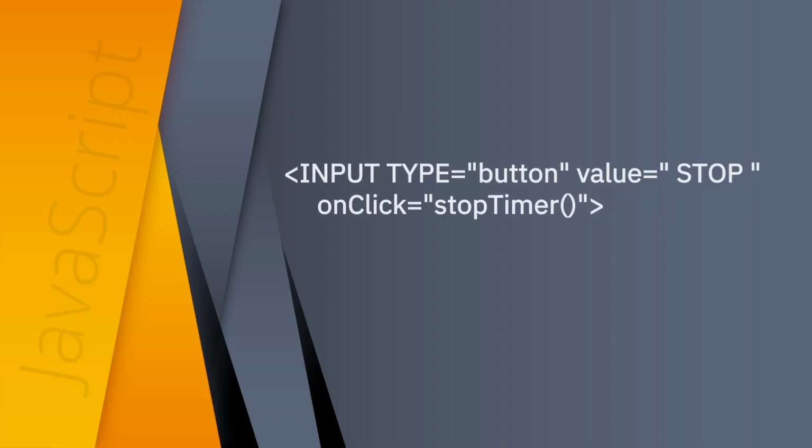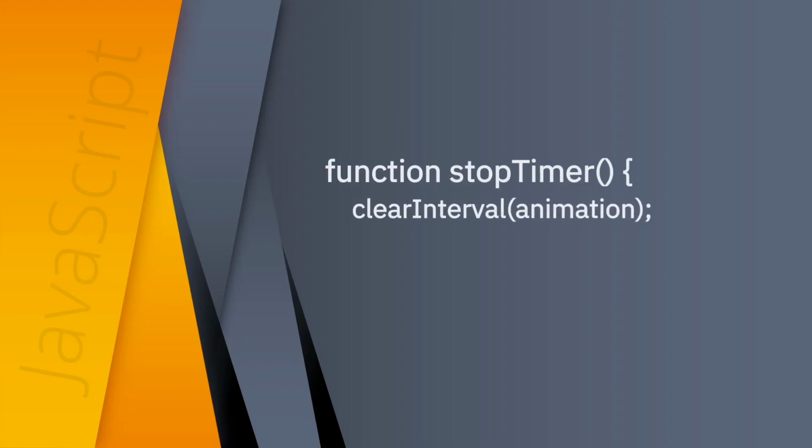So add a new button to your body tags like this. Input type button value equals stop and onclick stopTimer. Now we'll add the stopTimer function to our code. Function stopTimer clearInterval(animation).